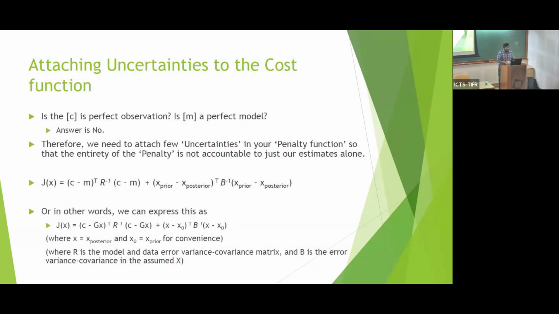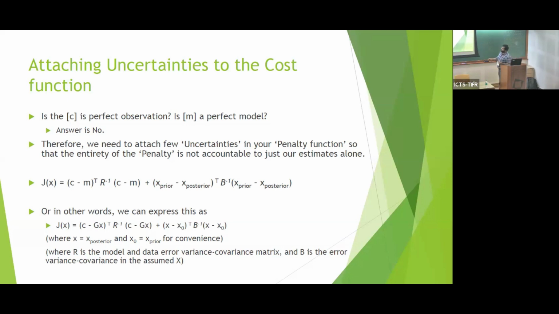Now, attaching uncertainty to the cost. As I said, if the probability of the event is 1, then this will be an identity matrix, but that is not the probability. So we can attach a variance covariance matrix, which is a weighting matrix in the middle here, for the observations, also for the prior. So the cost function is expanded a little bit. Therefore, we need to attach a few uncertainties in your penalty so that the entire penalty is not accountable just to our estimate alone. So we just modified our cost function attaching R and B.